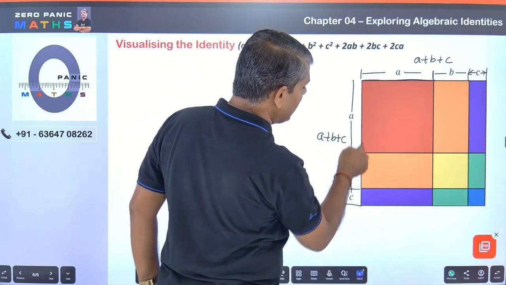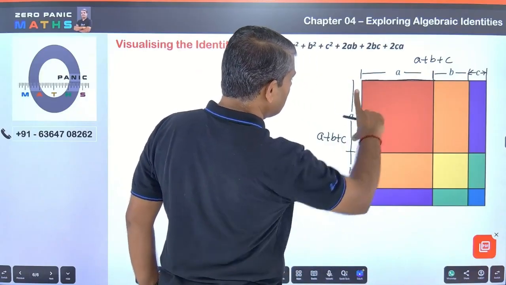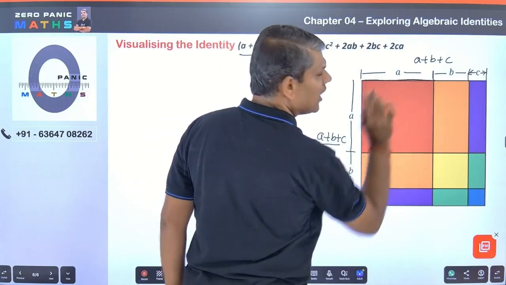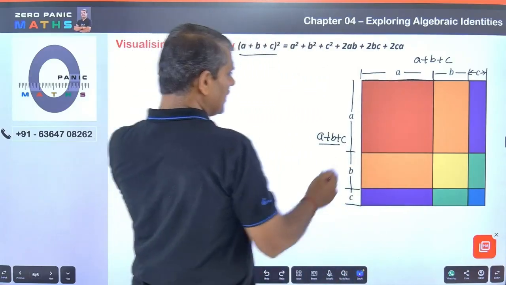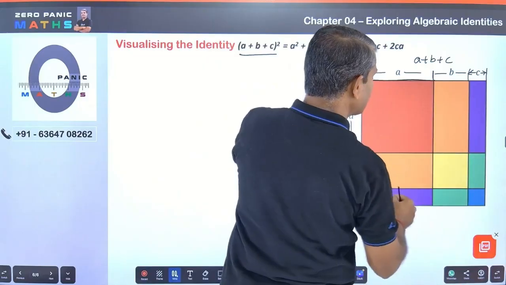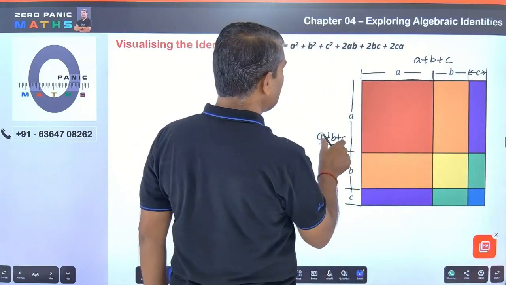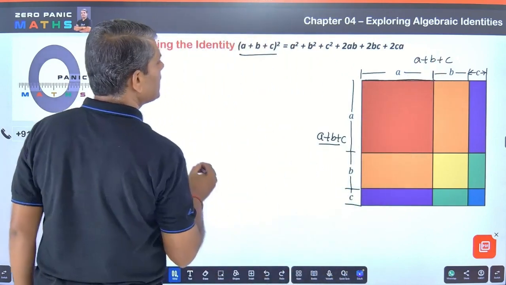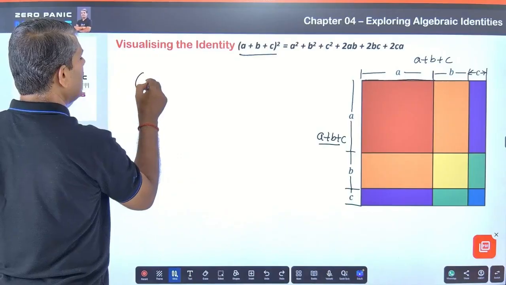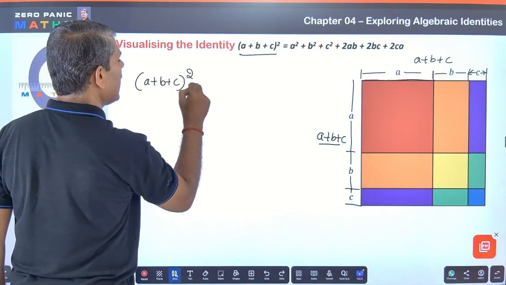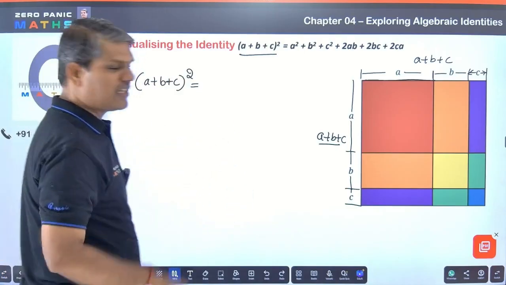So there is a line segment, the outer line segment, this is a plus b plus c. Understood, right? Now let us first calculate the outermost square's area. What is that area? It is a plus b plus c multiplied by a plus b plus c, so that is equal to (a plus b plus c) whole square. You know this, right? We have seen such identities.